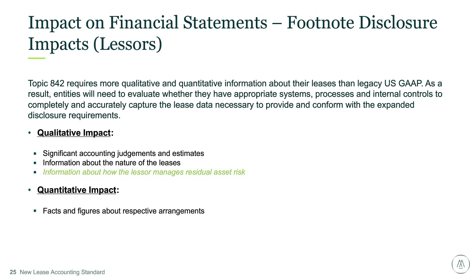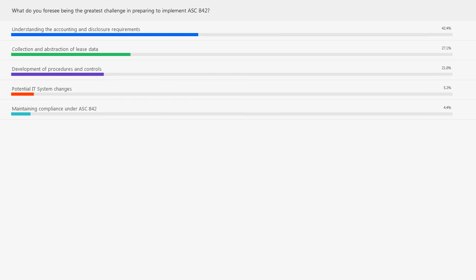So the last question is, what do you foresee as being the biggest challenge in preparing to implement 842? Go ahead and select the answer that best represents what you're doing or where your organization's at. I'll give everybody just a couple seconds here, and then we'll continue. All right, looks like everybody's had a chance to do that, so we'll see what the results are. Looks like kind of decreasing order here.